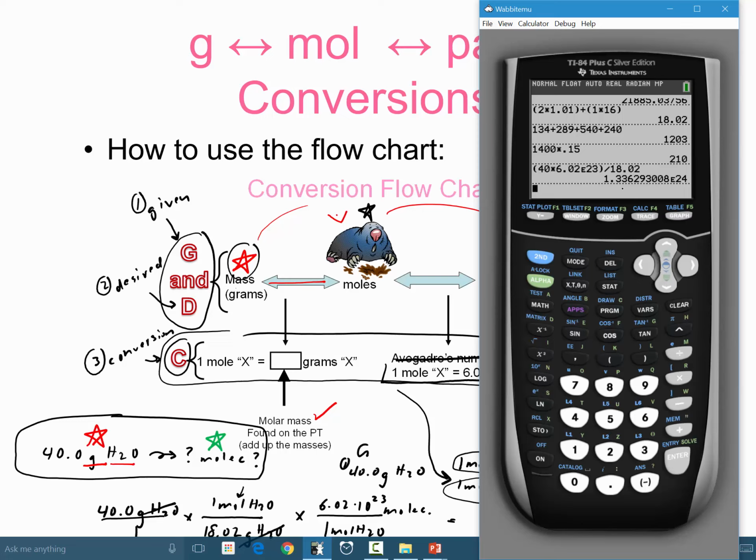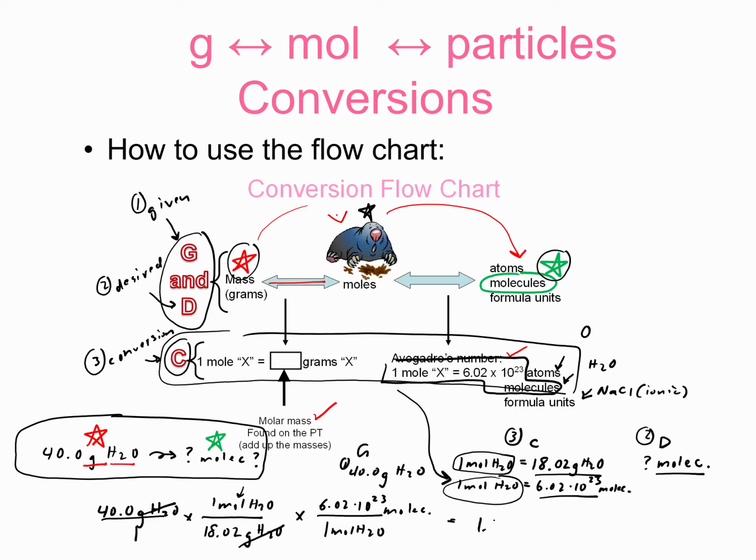So this E means times 10 to the 24th. Usually just keep 2 decimal places. It actually depends on sig figs, but in general chem, I don't really look at sig figs unless I specifically ask. So we're just going to keep 2 sig figs and round it off at that second 3. So 1.34, and don't forget this part, the times 10 to the 24th. So 1.34 times 10 to the 24th molecules of water are in 40 grams of water.